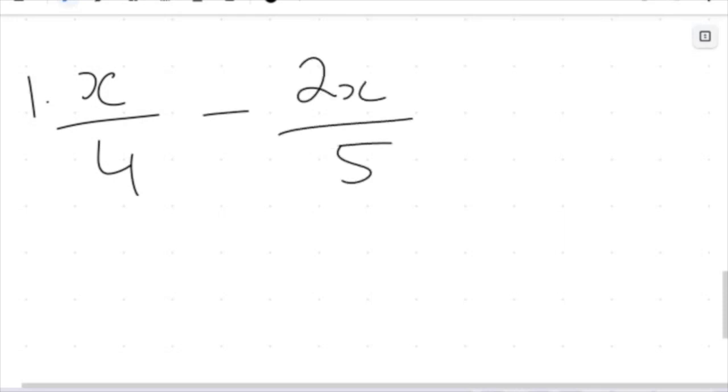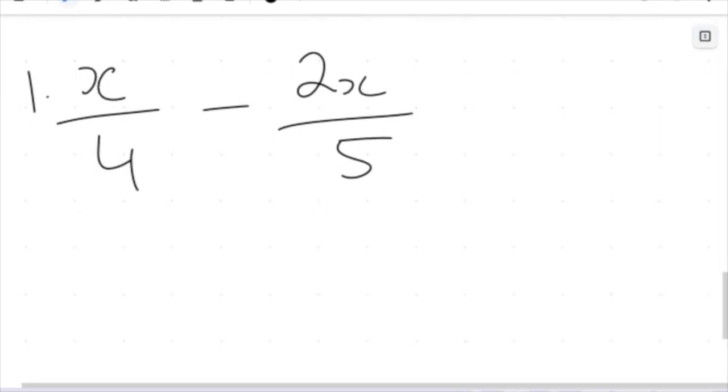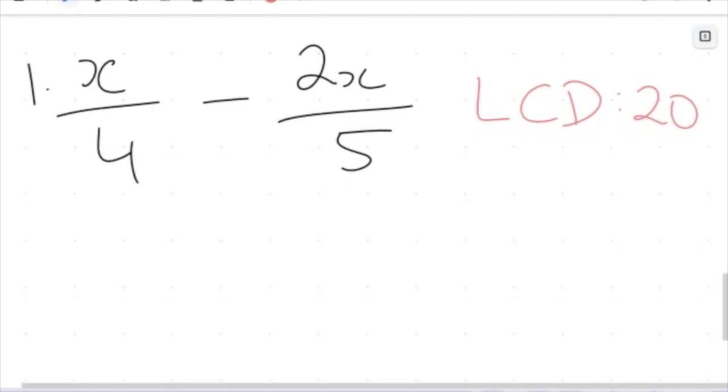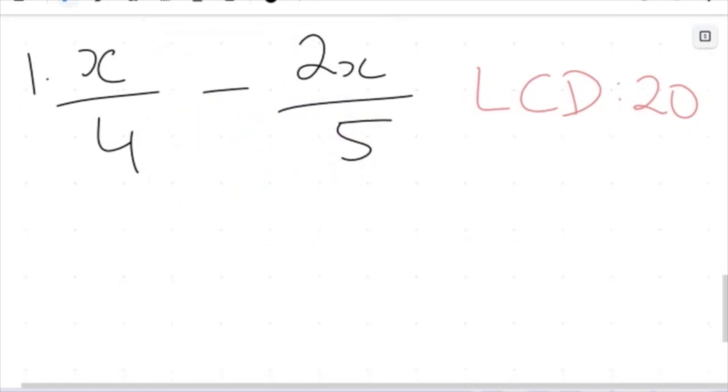For this first example, I'm going to have x over 4 minus 2x over 5. Once again, we approach this in the same way. We find the lowest common denominator, make equivalent fractions, and perform the addition or subtraction with the numerators. So the lowest common denominator here is going to be 20. That's the lowest number that both 4 and 5 go into. So I want to make both these fractions into equivalent fractions with a denominator of 20.